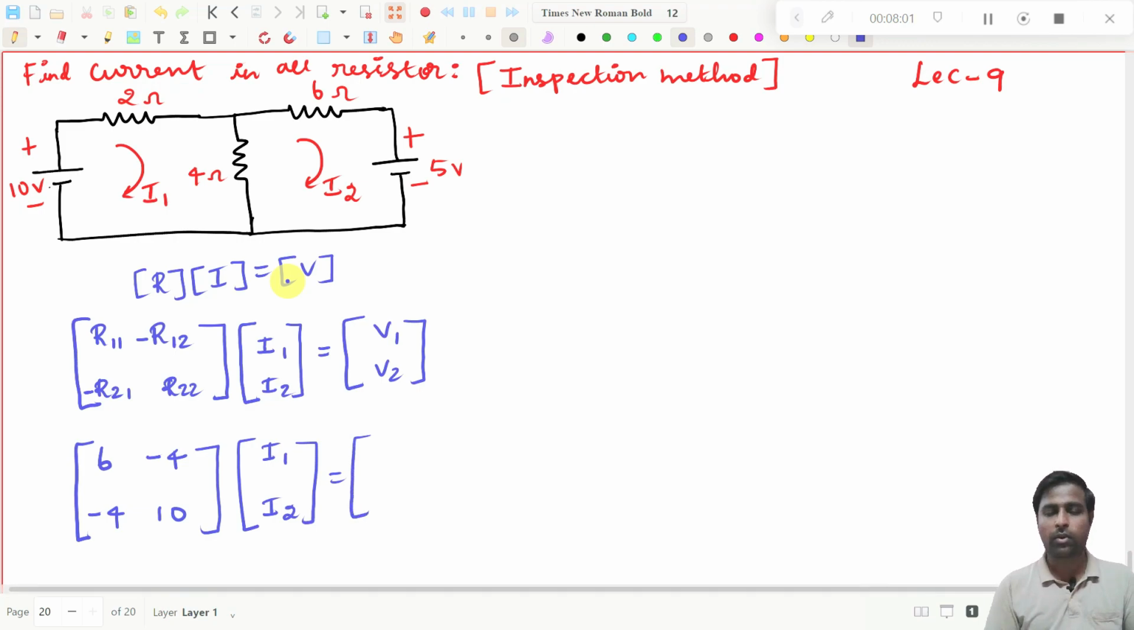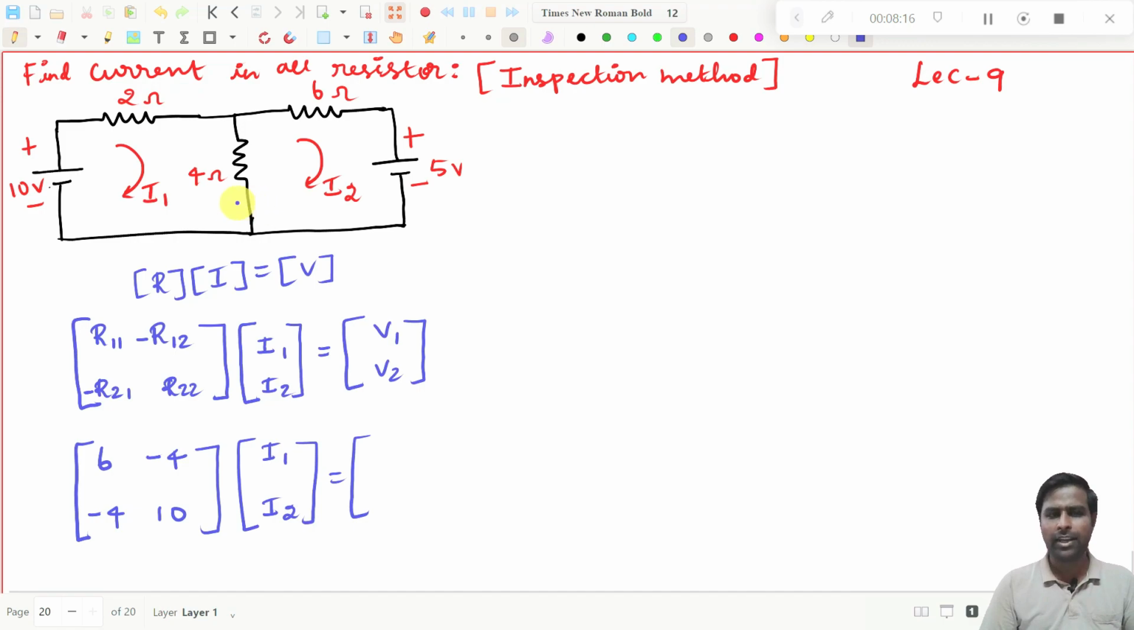Now you need to find what V1 is. What is V1? The first loop voltage. Whatever voltage you have in the first loop, you have to write here. Anyway, there may be a voltage source here also, right? It is not present in this problem. Anyhow, we may have one, we don't know, right? Okay, fine.